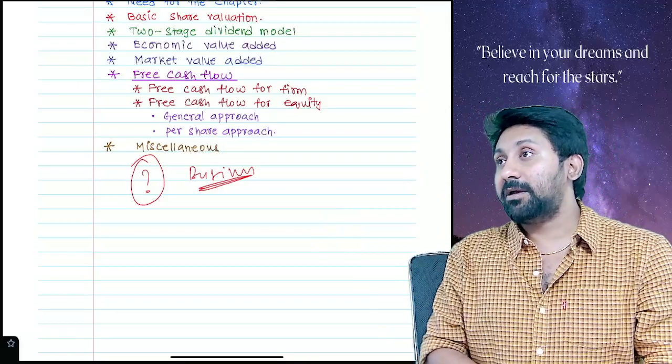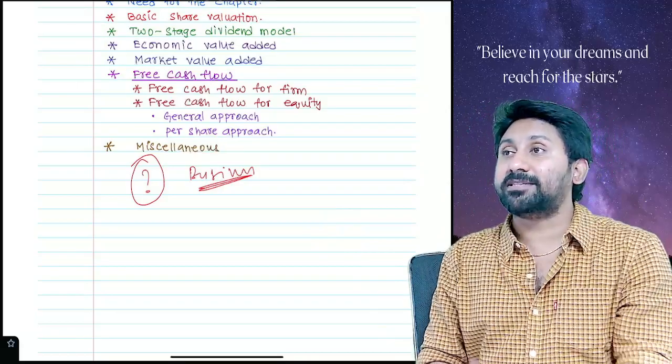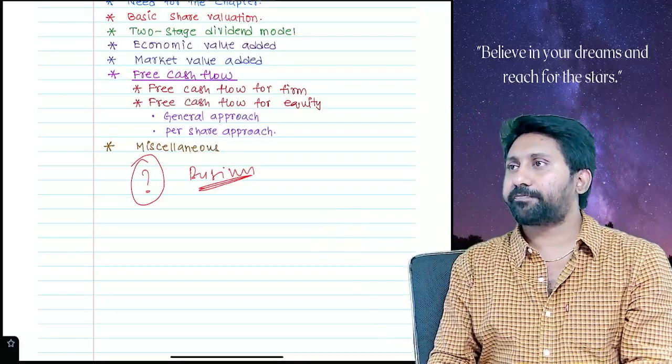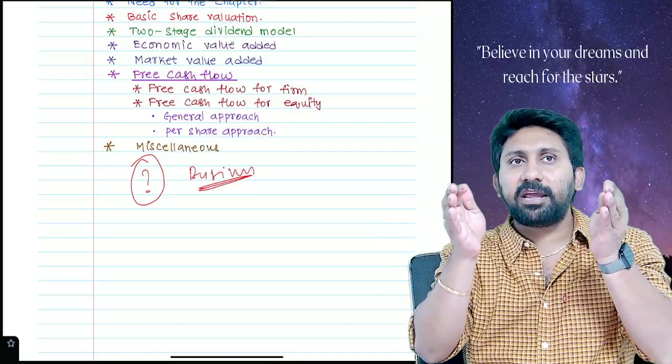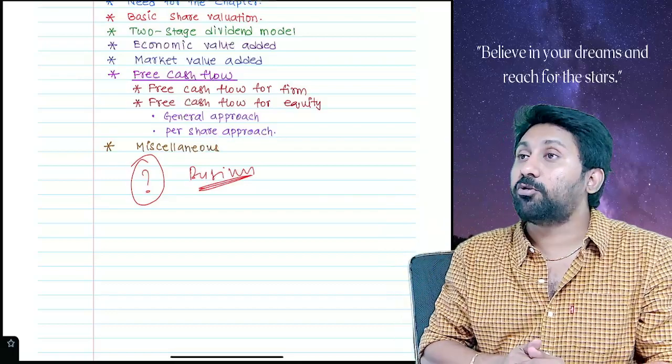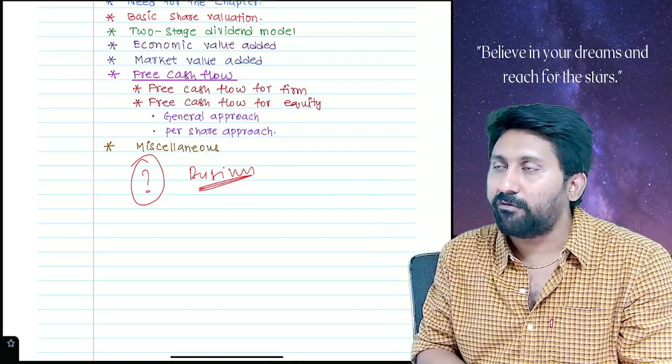Now, after doing so many things, I have one small question to ask. Whenever in the mergers chapter we have to calculate the swap ratio, how will we calculate the swap ratio?